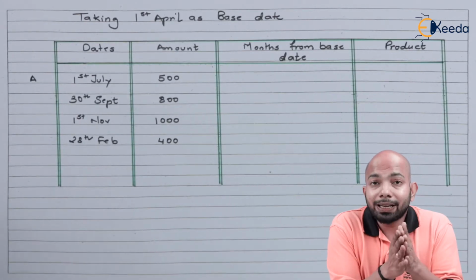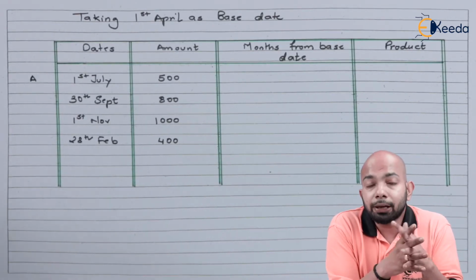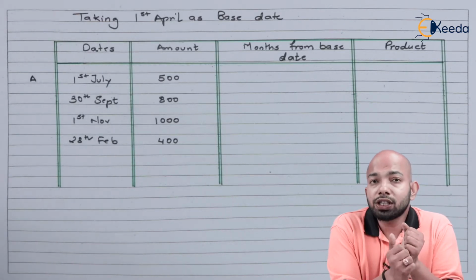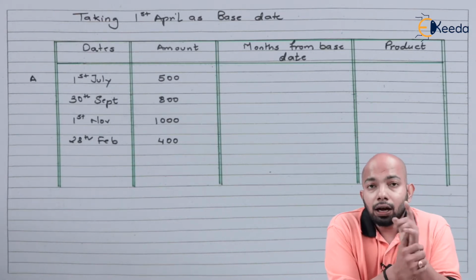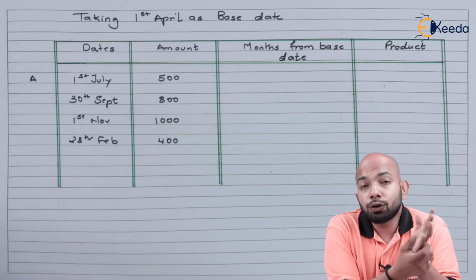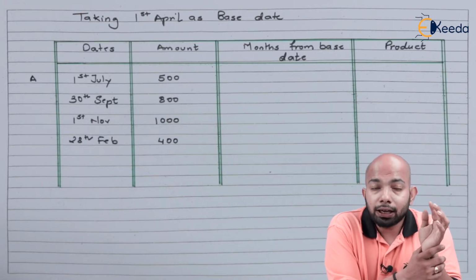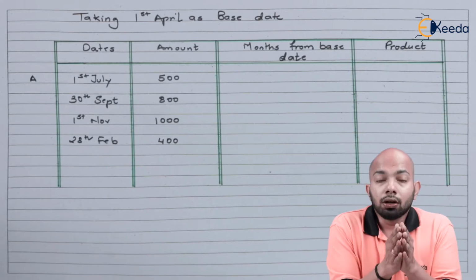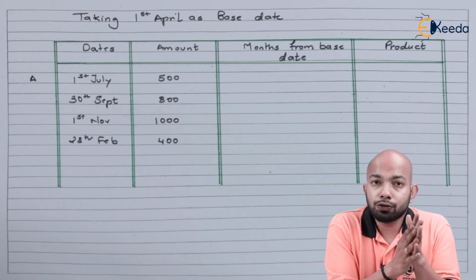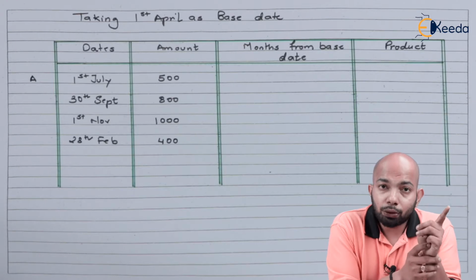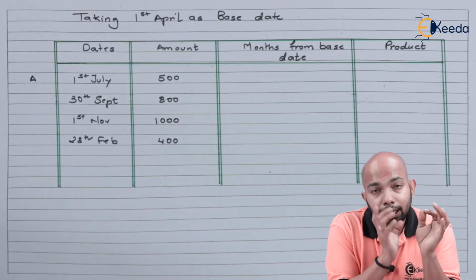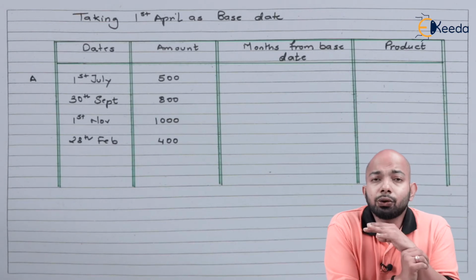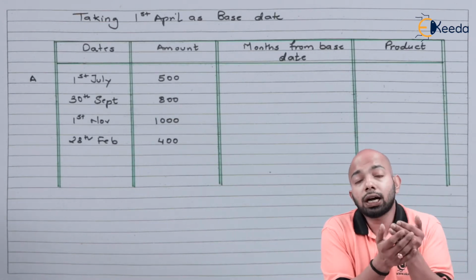Now the question remains: what if we have taken 1st of April as the base date? Again the same columns, only the months will change here. Now from April until the first transaction, that means of 1st of July. So April, May, June. Here we'll have to take considerations like that. The first transaction that happened was on 1st of July, so 3 months from April, because 1st of July comes only after June, May and April. So 3 months have been taken into consideration.